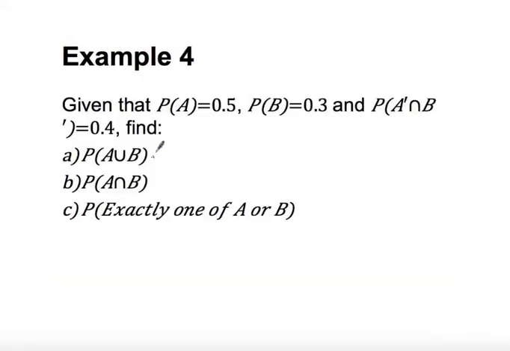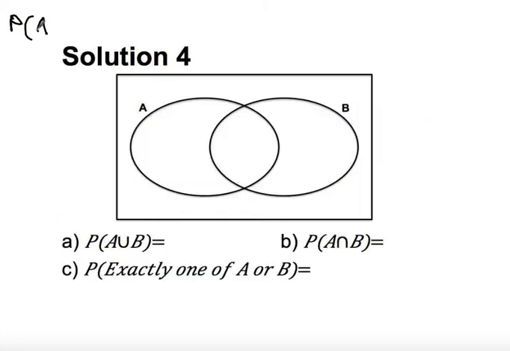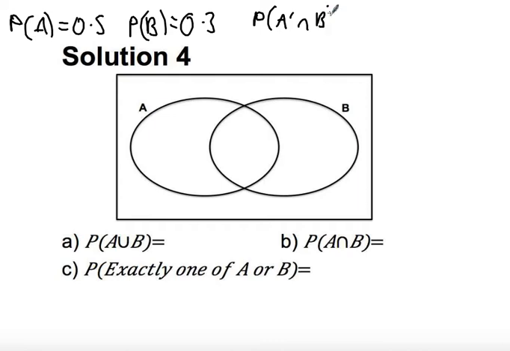Okay, so let's have a look at example 4. I've got the probability of A is 0.5, probability of B is 0.3, and the probability of A complement intersect B complement is 0.4. And so I want to find A union B, A intersect B, and exactly one of A or B. Okay, so we're told probability of A equals 0.5, probability of B equals 0.3, and probability of A complement intersect B complement equals 0.4.